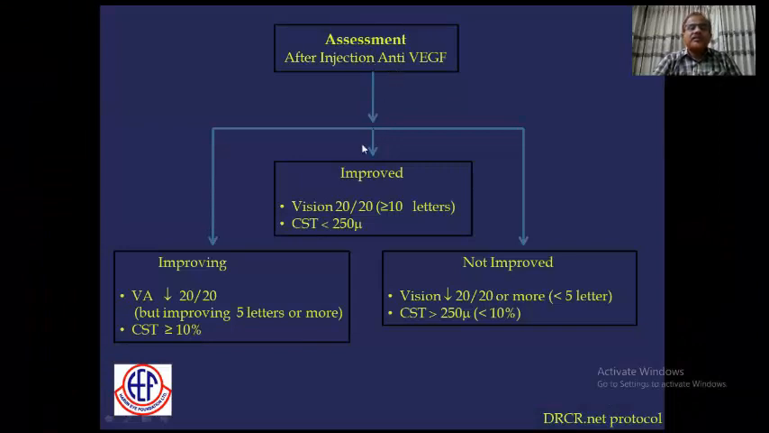Assessment after giving the injection: if the vision becomes 20/20 or improves by 10 or more letters, and central subfoveal thickness is less than or equal to 250 micron, that is improved. If visual acuity is less than 20/20 but improving by 5 letters or more, and central subfoveal thickness decreases by 10% or more, that is improving. Not improved vision is less than 5 letters improvement, and central subfoveal thickness more than 250 micron, with less than 10% decrease.